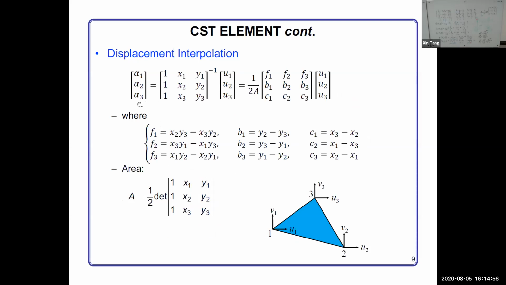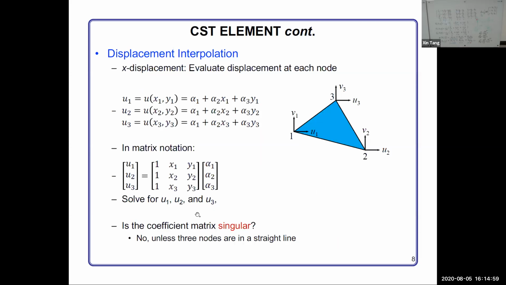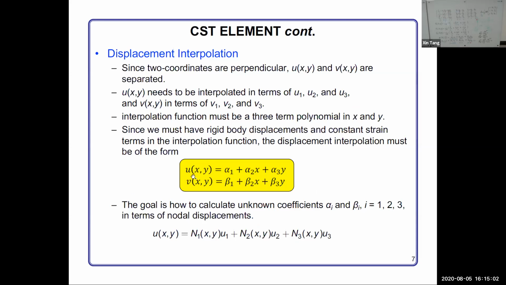Our goal is to express this continuous displacement field in terms of the shape functions N(x,y) times u1, N2 u2, N3 u3. Here N1, N2, N3 are the 3 shape functions, multiplied by the node displacements on the 3 nodes. Our goal is to find N1, N2, and N3 from alpha1, alpha2, alpha3, because we don't want to use those unknowns. We want to express them in terms of the shape functions.